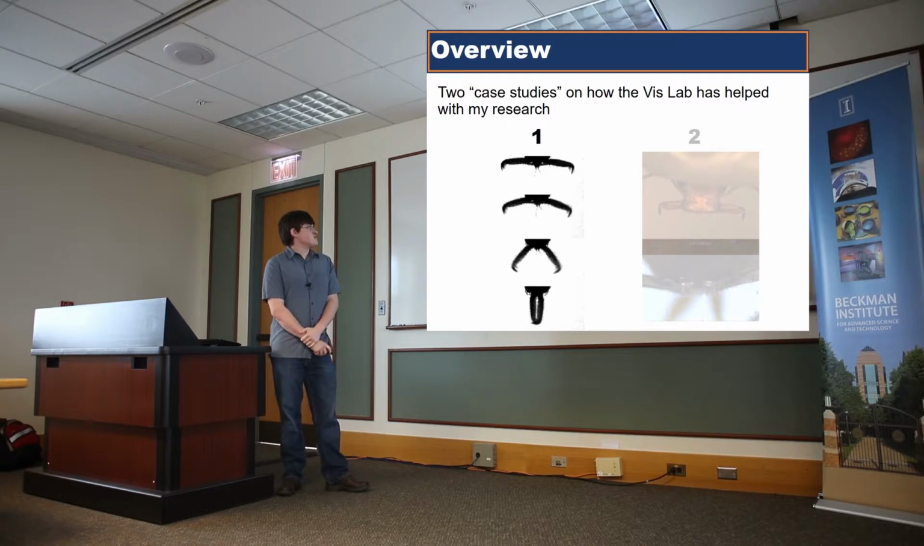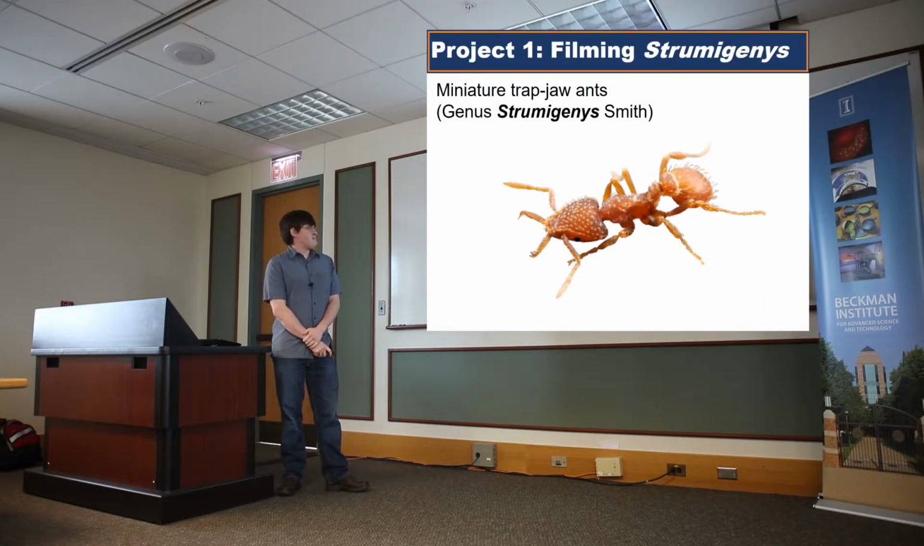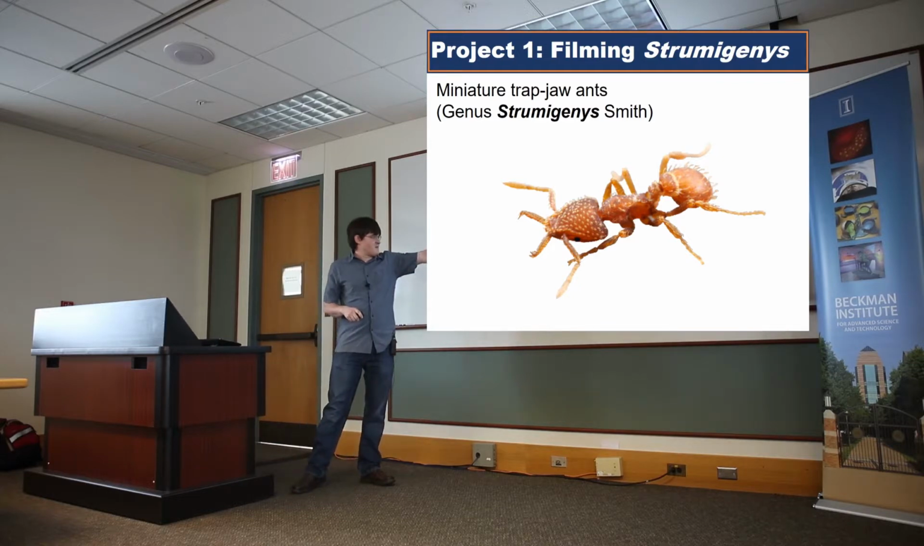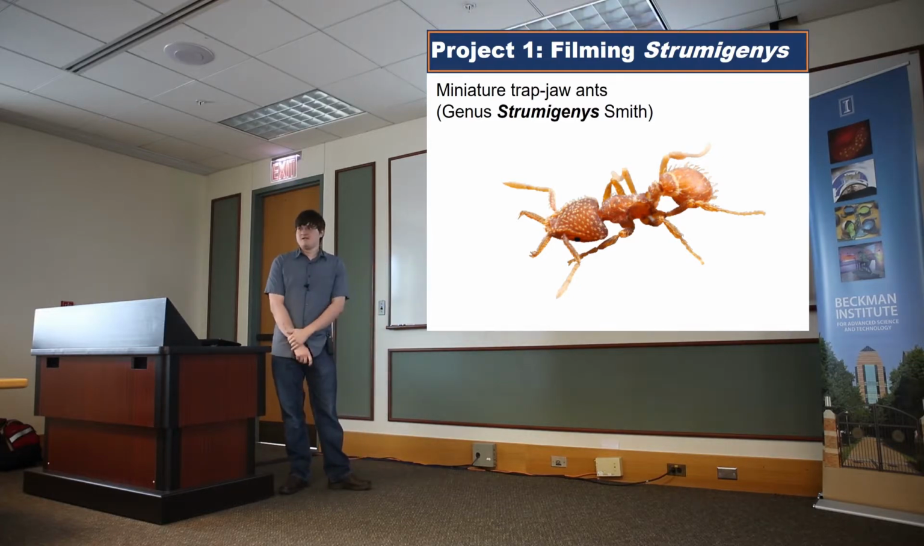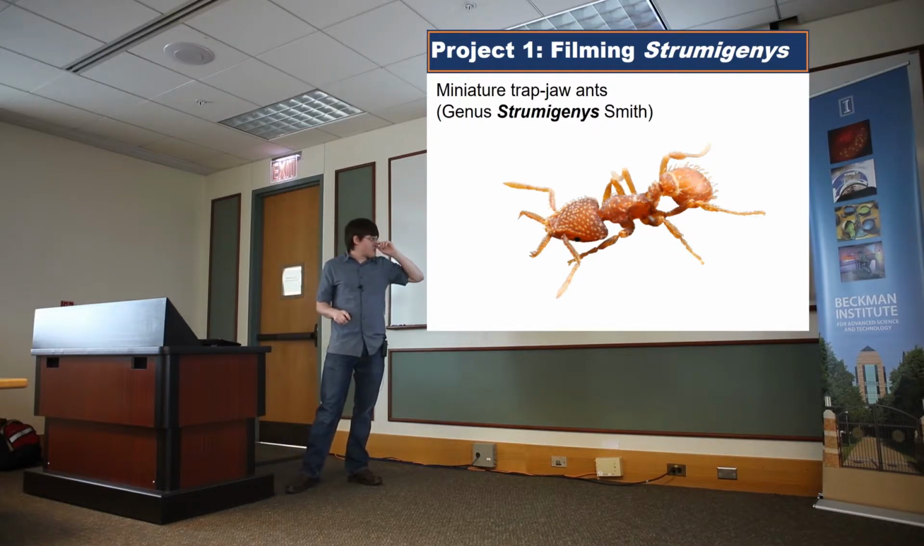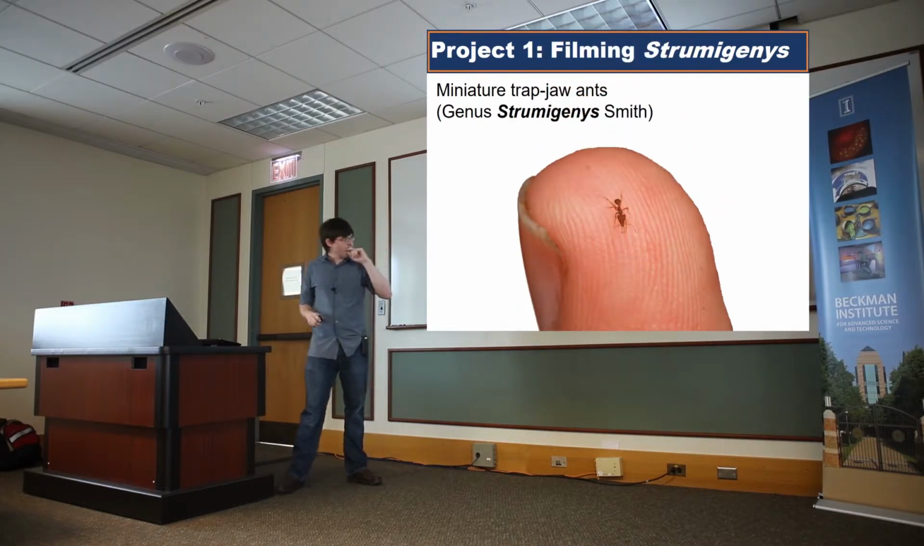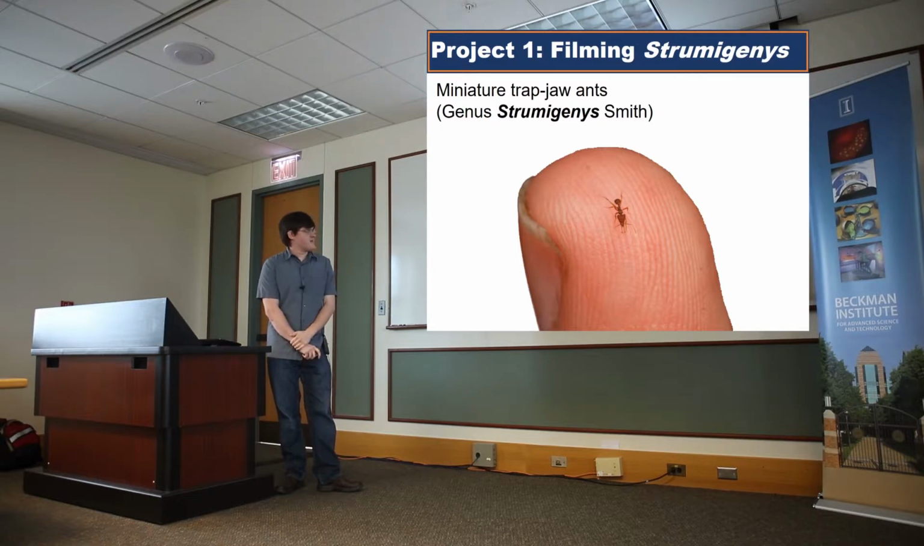So for Strumigenys, these are miniature trapjaw ants, is their common name. And they get this name because, despite what this picture might lead you to believe, they're really tiny. So they're about 1 millimeter to 2 millimeters long. So this is a picture of a neotropical species that's on my pinky finger. But they're incredibly morphologically diverse in species.